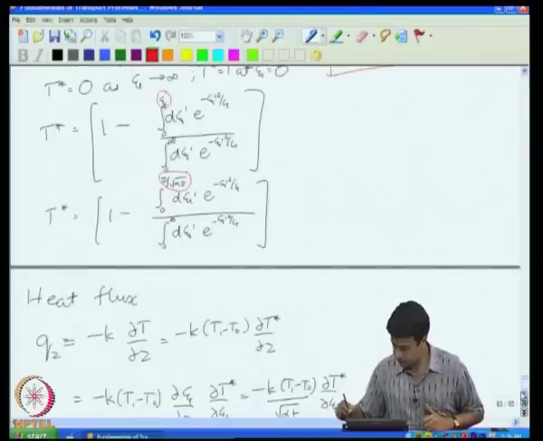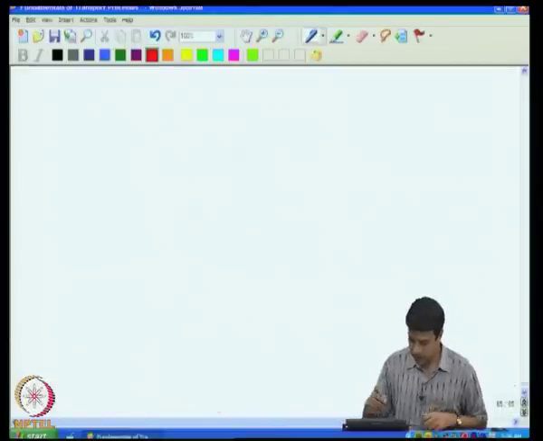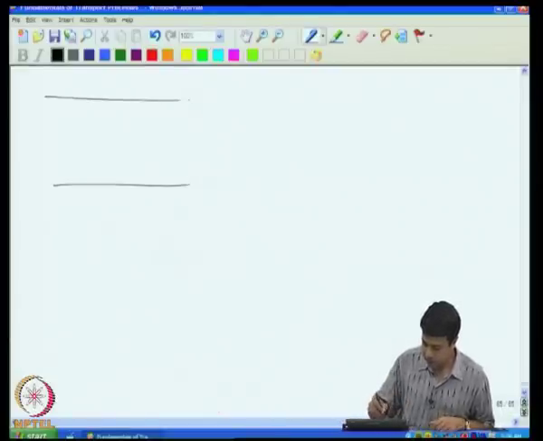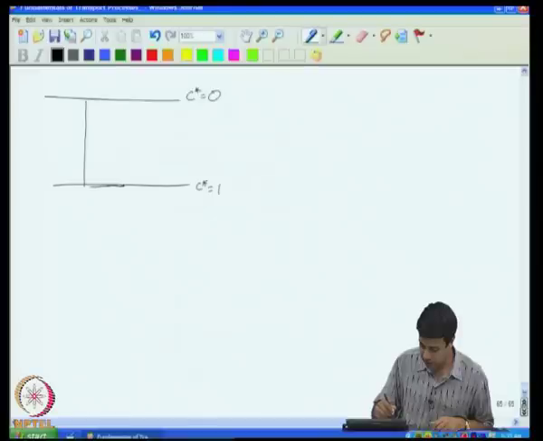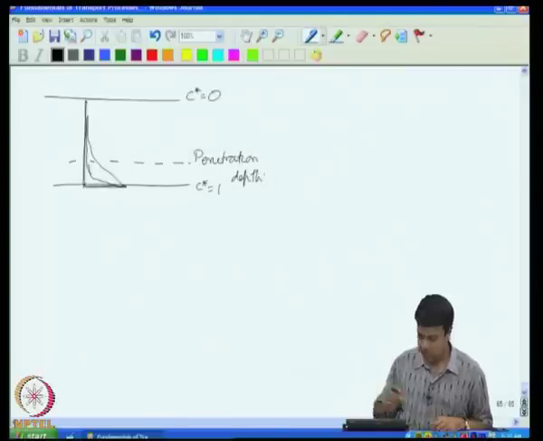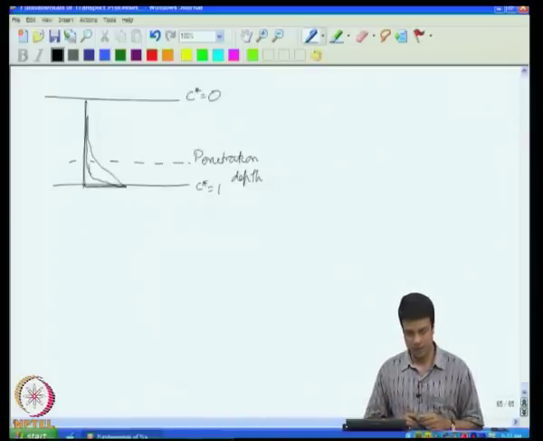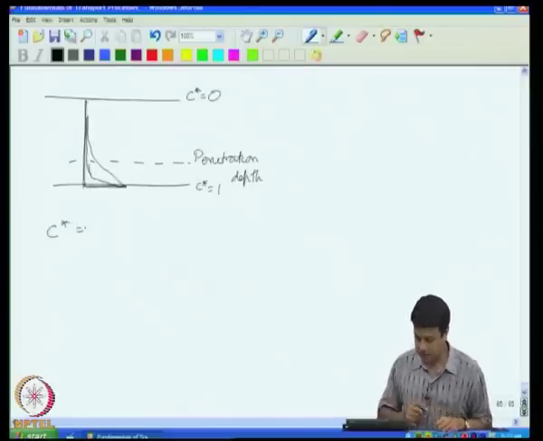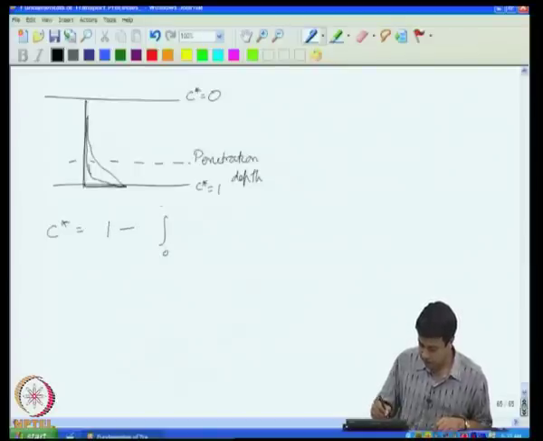So, for example, if I considered a mass diffusion problem where there was diffusion from a surface, C star is equal to 0 here and C star is equal to 1 here. And initially C star was 0 everywhere. And then I considered the problem of early times. You start off initially with this profile, then you had a profile like this where the penetration depth was small compared to the total height. It is exactly the same equation and I can write down the solution C star is equal to 1 minus integral 0 to z by root d t, d psi prime e power minus psi prime square by 4 by integral 0 to infinity.